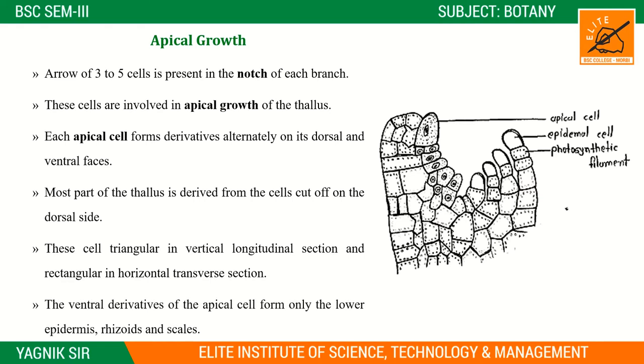The ventral derivatives of the apical cells form only the lower epidermis, rhizoids and the scales.